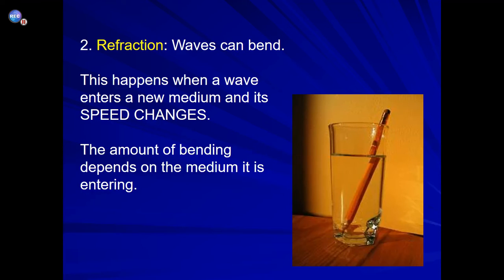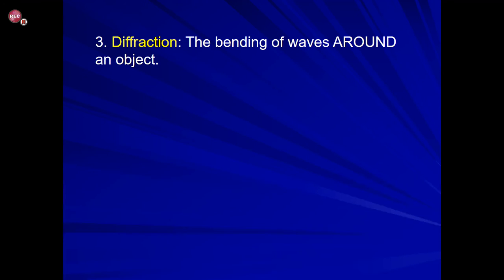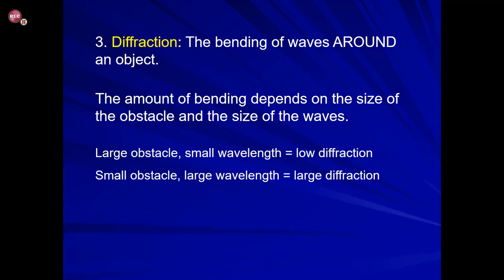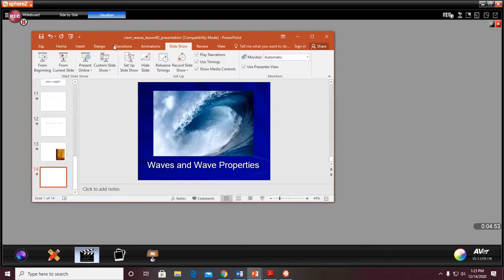So basically looking at the pencil there, the pencil is bending the light waves. That way, as it goes from the gas into the liquid, because the speed changes, therefore it looks like it's broken. All right, diffraction, the bending of waves around an object. And so this also depends on the size of the obstacle and the size of the waves, of course. All right, that's the end of that.